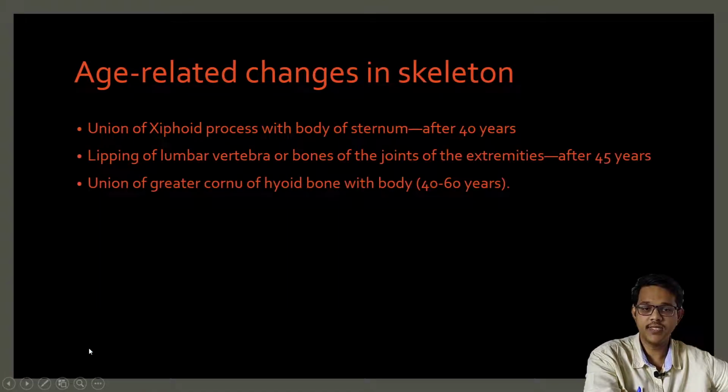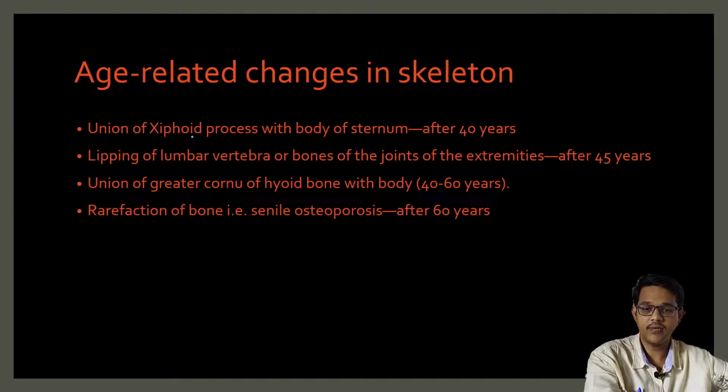Next, age-related changes in the skeleton. The changes in the skeleton include union of the xiphoid process. The sternum consists of the manubrium sterni, the body, and the xiphoid process. So this is the sternum. The union of this occurs at the age of 40 years.